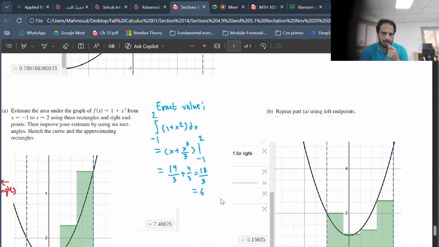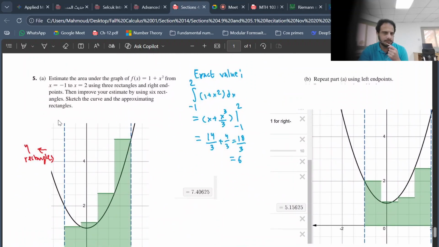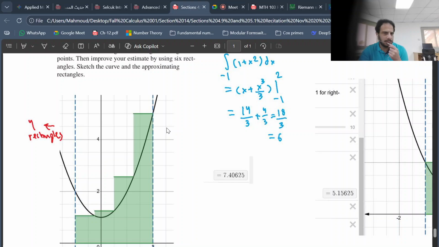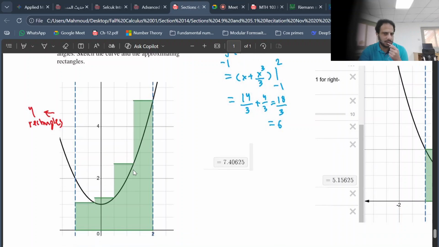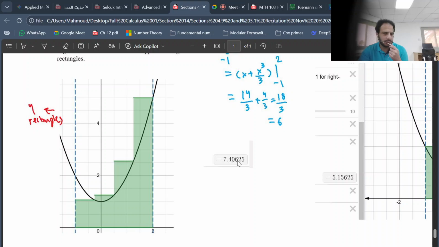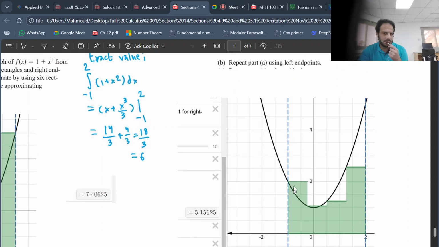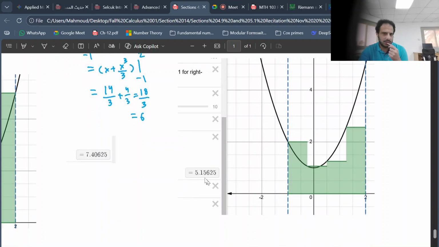You also have this one. Using 4 rectangles for 1 plus x squared, right endpoint, you get this one. You get 7.4. But the exact result is 6. If you use left endpoints, you get 5.1.